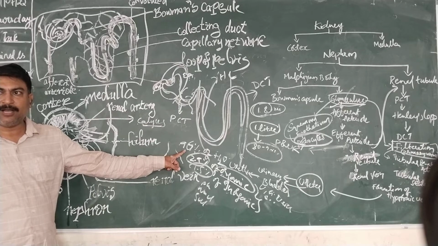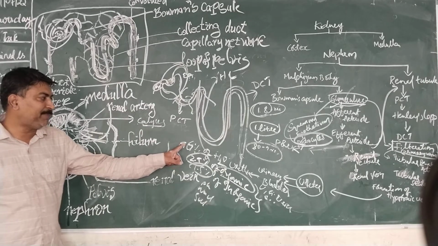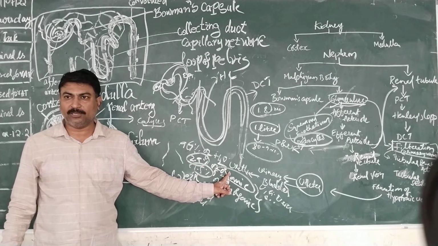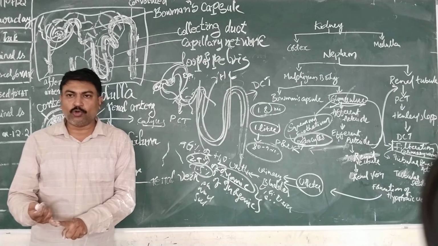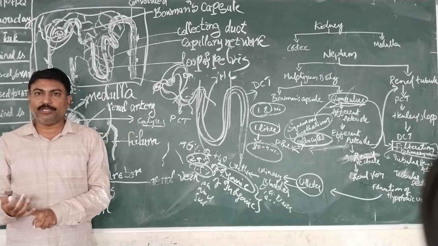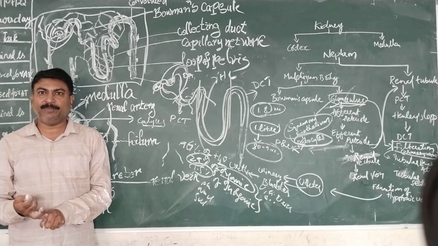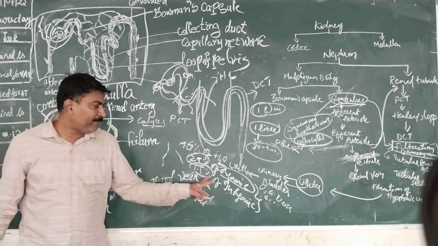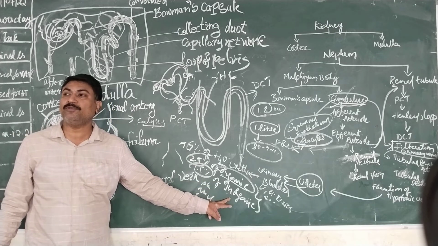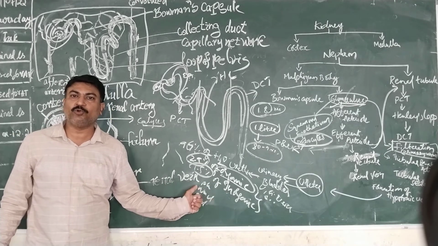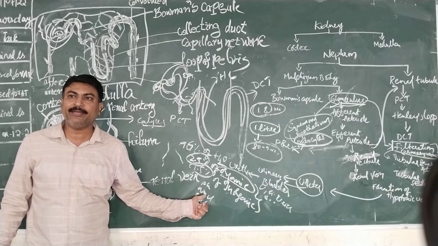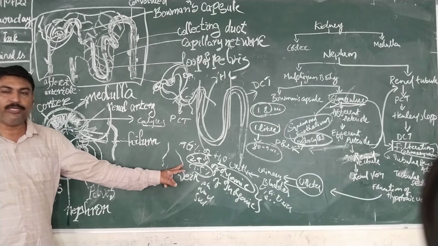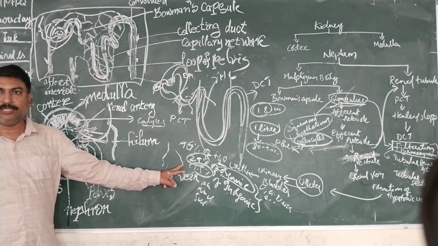Out of 100% of urine which is passed out, 96% will be water and 2.5% will be organic compounds. Organic compounds constitute glucose, uric acid, urea, ammonia, etc., which are carbon-containing compounds. And 1.5% inorganic compounds will be passed out from your body, which will be sodium chloride, phosphate, sulfate, etc. So this is the concentration of urine which will be passed out from our body.